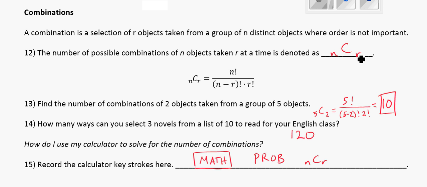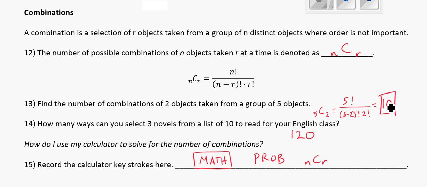So let's try an example here. Find the number of combinations of 2 objects you can take from a group of 5 objects. Notice everywhere there was an n in the formula, I've put in a 5 in its place. And everywhere there was an r, I put a 2. And when you simplify that out, you find there's only 10 different combinations of 5 objects taken 2 at a time.